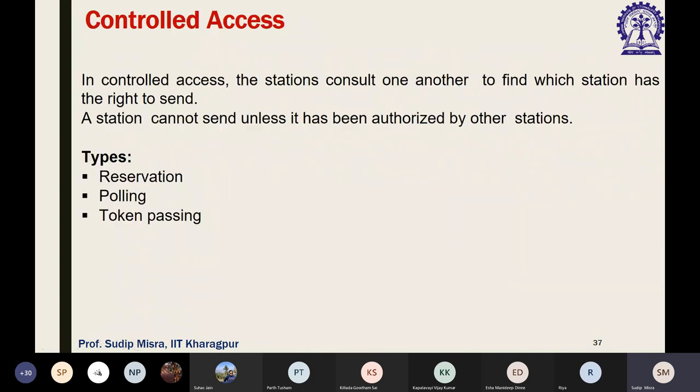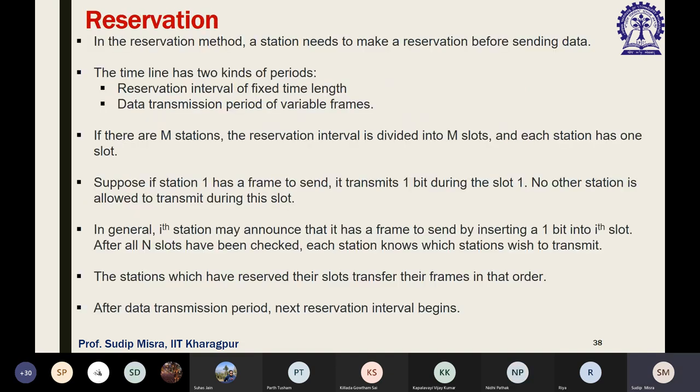The other type of mechanism is called the controlled access mechanism, and there are three types. One is called reservation, the other is called polling, and the third is called token passing. In the reservation mechanism, before a particular station sends a frame, it is going to reserve the channel before actually trying to send the data. So it has to reserve for a certain duration of time.